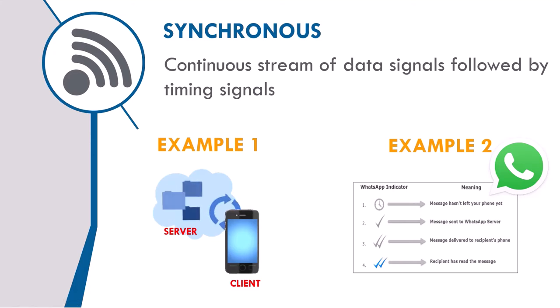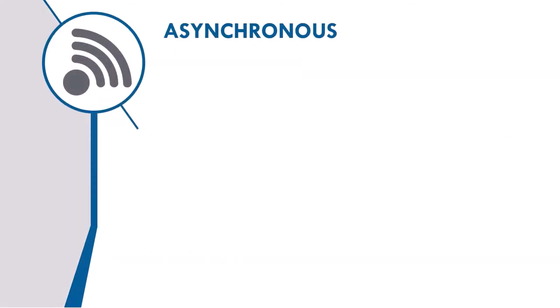For synchronous data transfer, both systems, sender and receiver, should be active, otherwise it will lead to time maintenance problems. This is all about synchronous data transfer. Now let's see asynchronous data transfer.